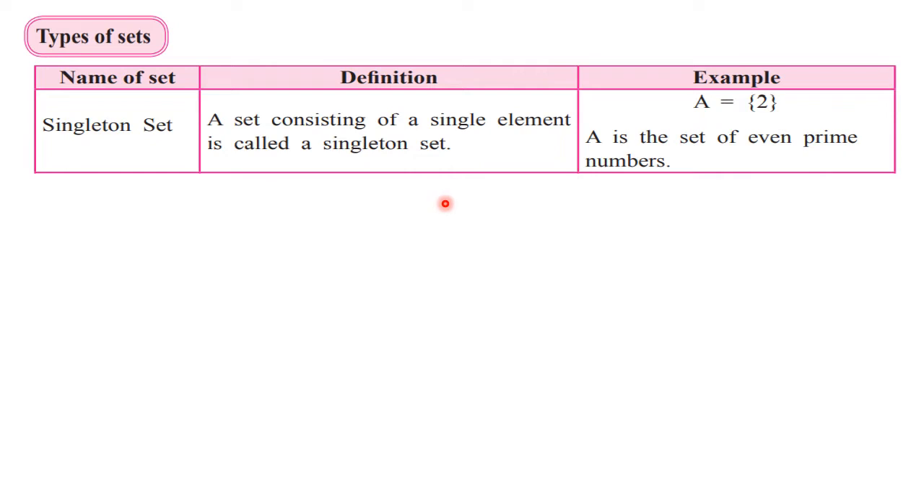The example is A is a set of even prime numbers. You know that 2 is the only even prime number. That is why set A contains only one element. So here this is the first type of set, singleton set.